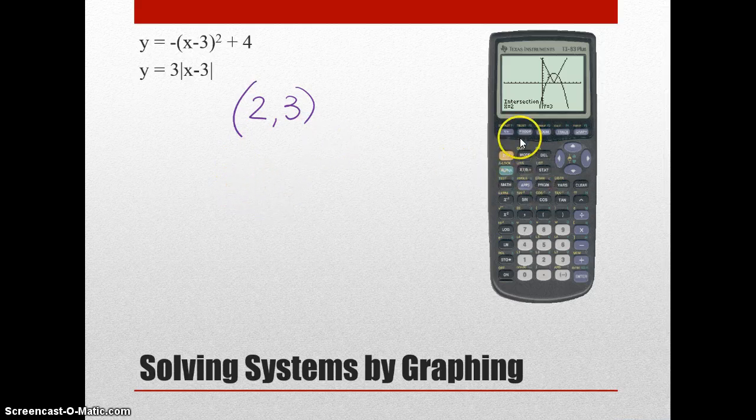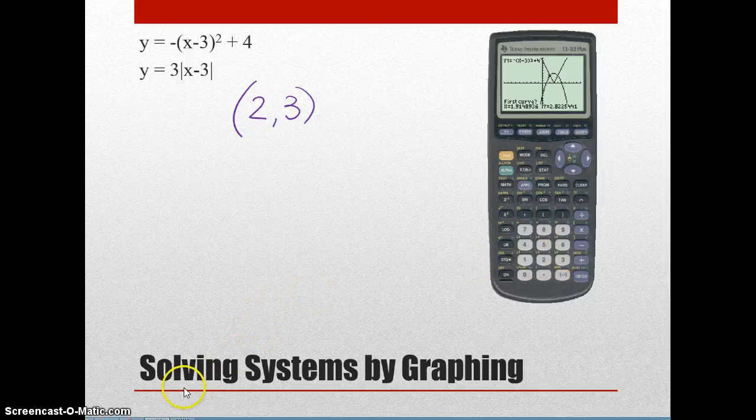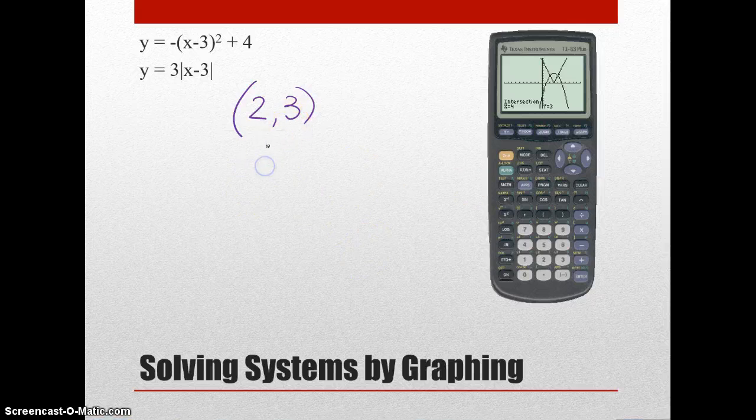Alright, then we can do the same thing. Go second trace, go to number 5 for intersect. And this time when it asks for the first curve, get closer to your other intersection, so your calculator knows you're looking for the other intersection, not the one it just found. Second curve, guess. And we see that our other point is at (4, 3). So we know our solutions to this system are (2, 3) and (4, 3).